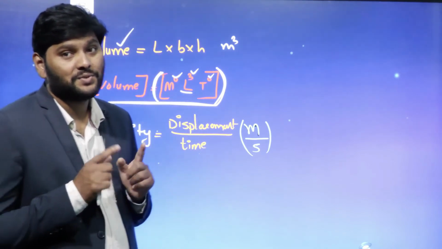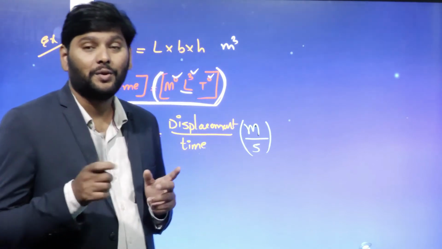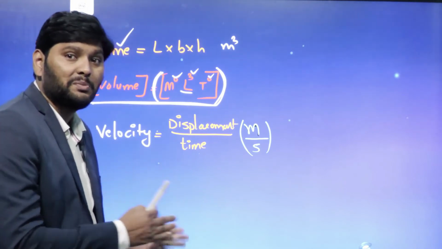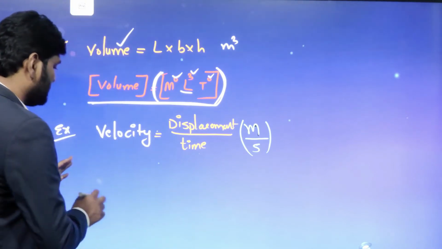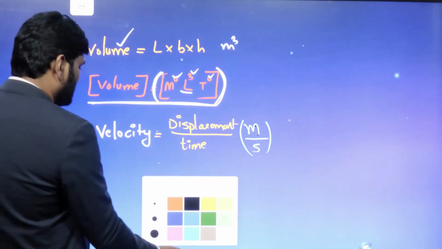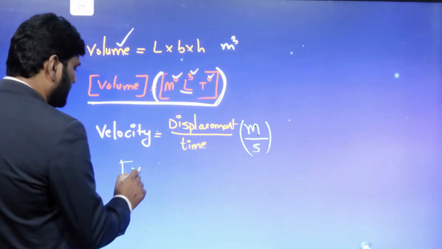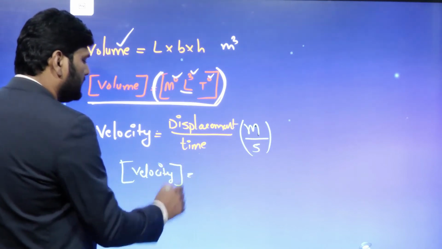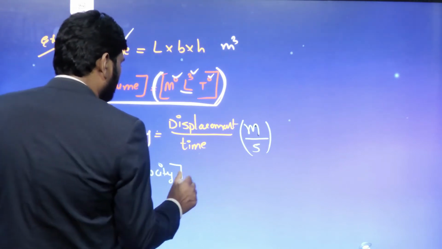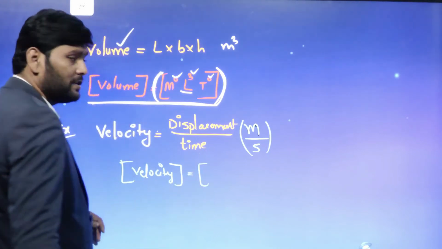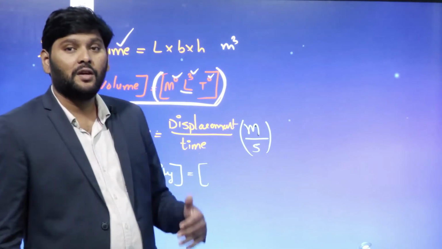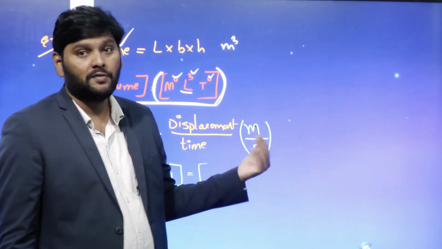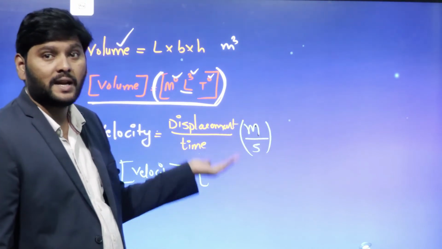Now my intention is to write the dimension formula. How do you write the dimension formula here? You can easily write it, step by step. First, what are you supposed to do? You must write velocity in a square bracket. After writing that, by observing the formula, what is the mass contribution? What is the length contribution? What is the time contribution? For the fundamental physical quantities, you must raise the power.